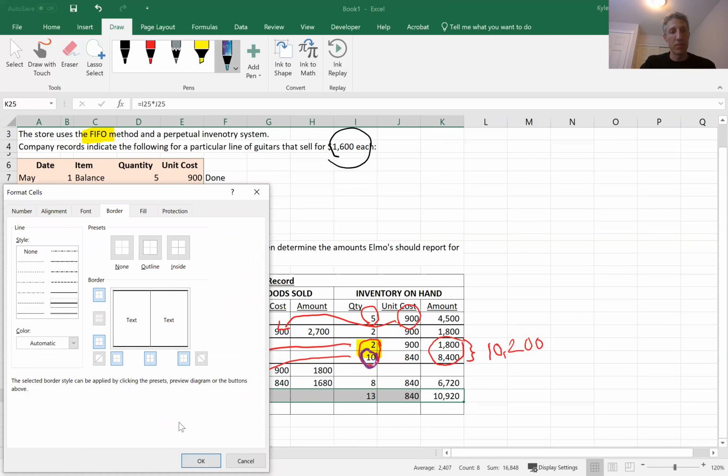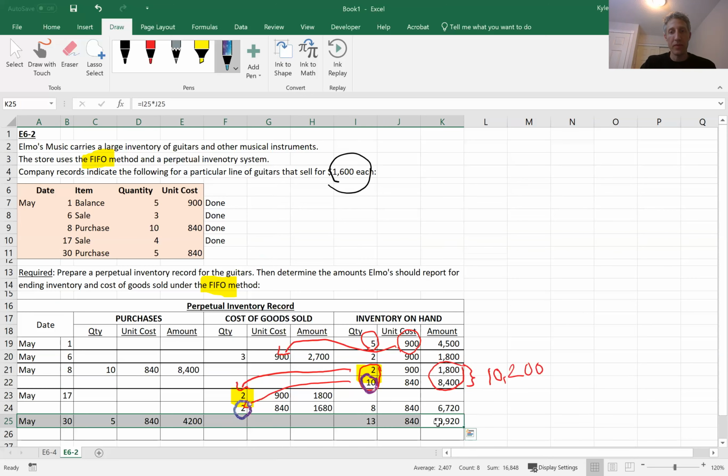Now we're almost done with this problem. This is good. So my inventory balance as of May 30th, remembering inventory is a current asset on the balance sheet, is $10,920. I have 13 units at a unit price of 840.